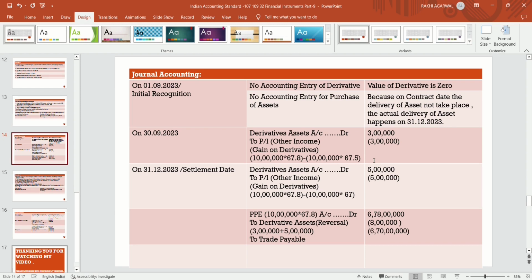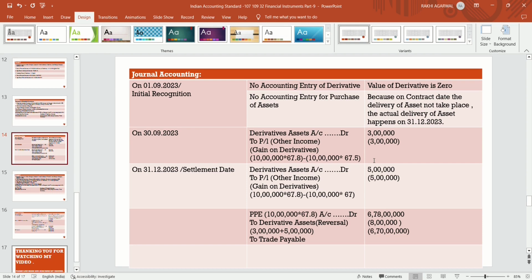How does it become 3 lakhs? $10 lakh is there, the contract price is 67.8, and the spot rate on 30th September 2023 becomes 67.5. So 10 lakhs into 67.8 minus 10 lakhs into 67.5 becomes 3 lakhs. Because the contract is prepared for 67.8, but the market rate goes down, and he has to pay less, in that case he has a gain.